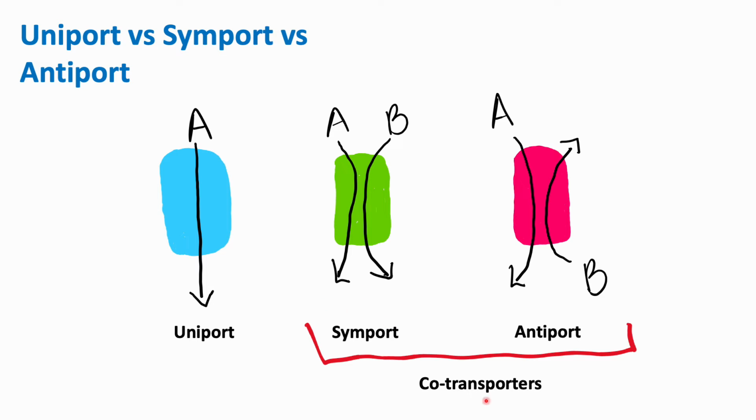And that is Symport. Antiport is when we have two molecules. They're going to travel through the same channel, but they're going to move in different directions. So molecule A may be moving in, and molecule B may be moving out.